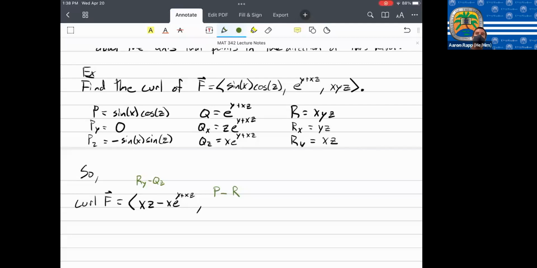So what is that, LeJohn? For p, it'll be what partial? No, you never take the partial with respect to the same dimension. So it'll be z, and then for the r, it'd be the partial with respect to what? x. Which means, whoops, I wrote that too low. This is just going to be negative sine of x, sine of z.